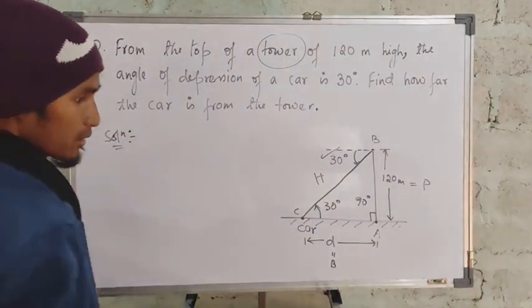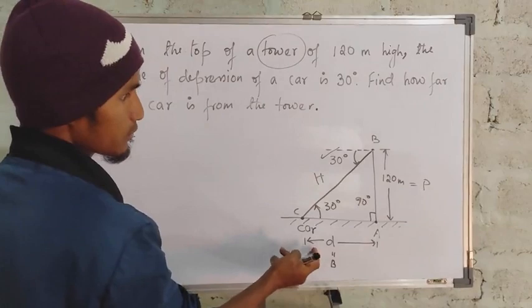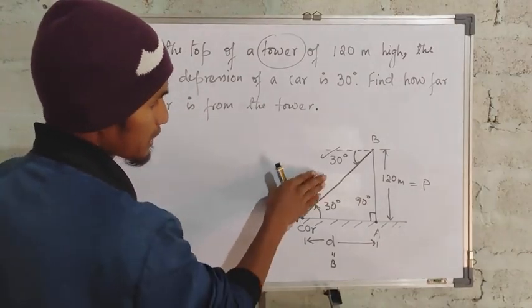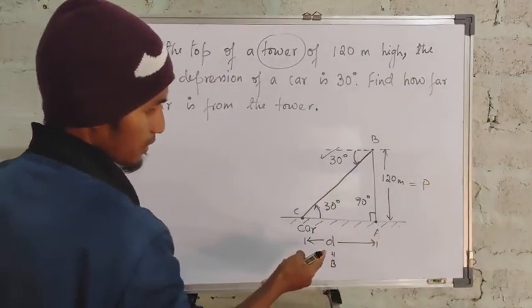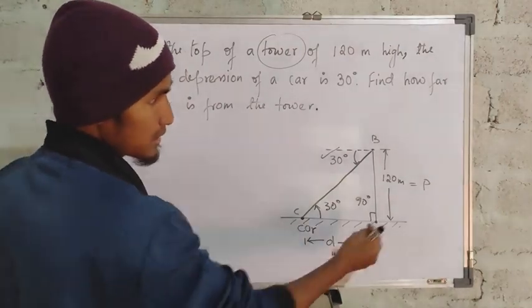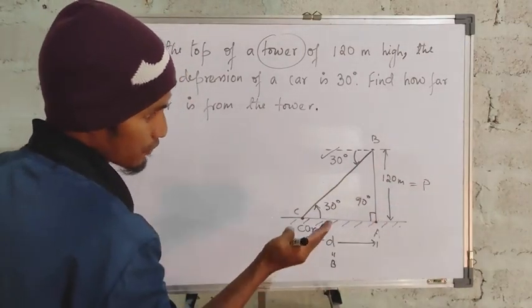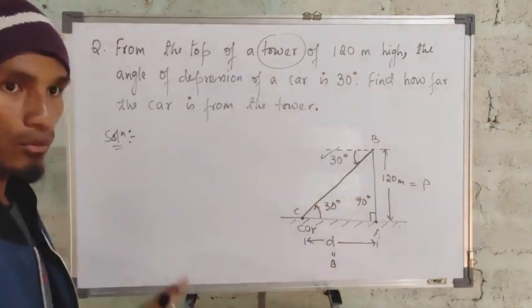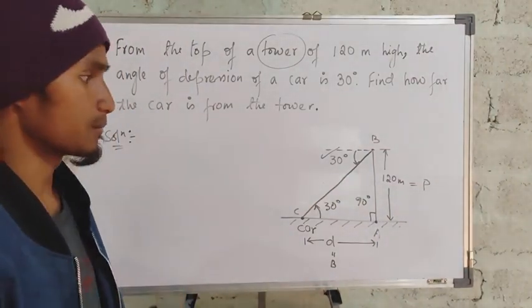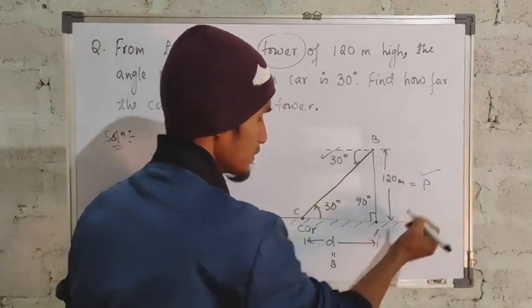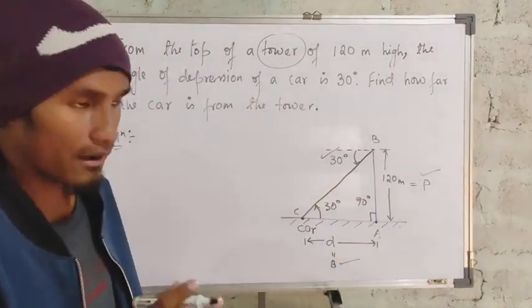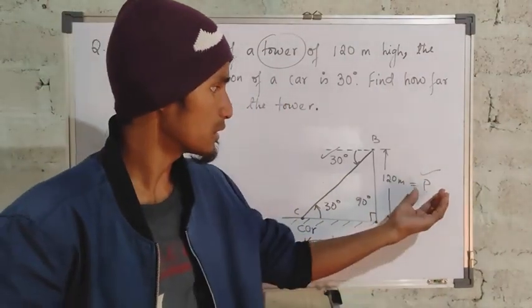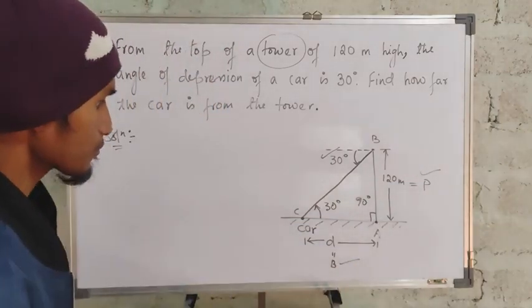Okay, now we need to find the base. Then we need to check which one is given. Given is the perpendicular. I need to find the base. Then we have to find the relation between perpendicular and base: what is given and what we need to find. Here P is given, then B we need to find. Then we have to find a relationship between P and B.